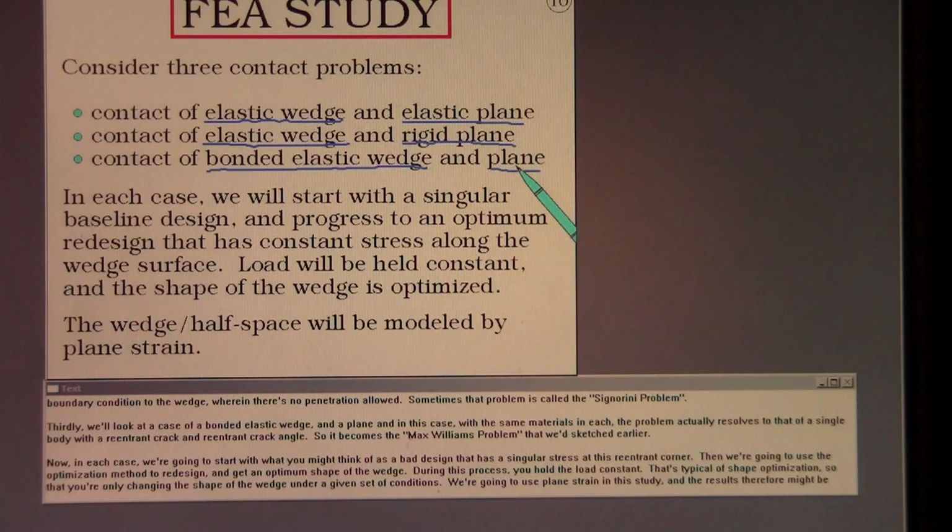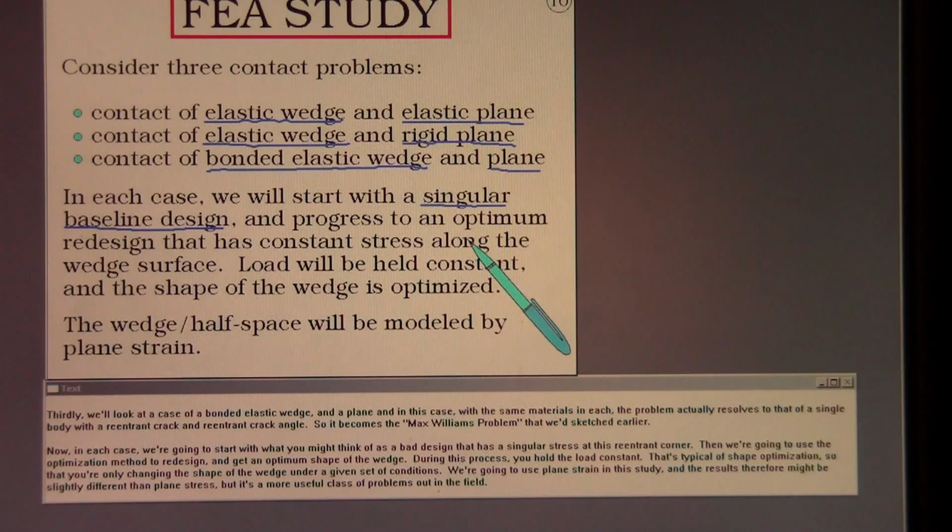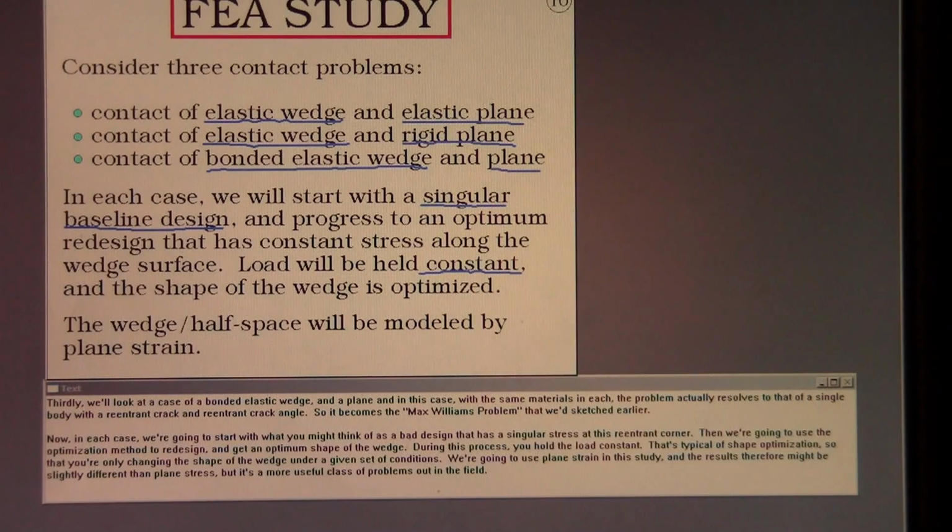Now, in each case, we're going to start with what you might think of as a bad design that has a singular stress at this reentrant corner. And then we're going to use the optimization method to redesign and get an optimum shape of the wedge. During this process, you hold the load constant, and that's typical of shape optimization, so that you're only changing the shape of the wedge under a given set of conditions. We're going to use plane strain in this study, and the results therefore might be slightly different than plane stress, but it's a more useful class of problems out in the field.